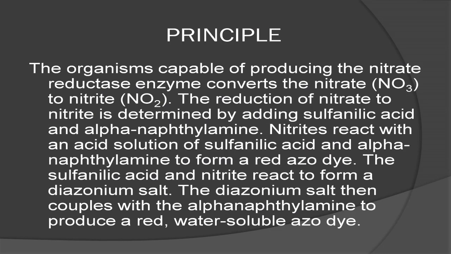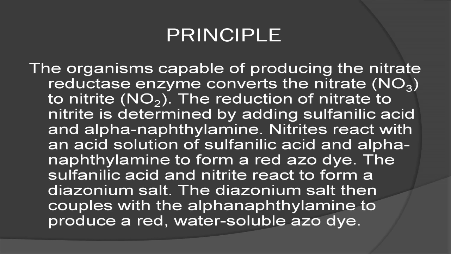The principle of the test is that all members of the Enterobacteriaceae family reduce nitrate to nitrite, but some members further metabolize nitrite to other compounds. Anaerobic metabolism requires an electron acceptor other than atmospheric oxygen. Many gram-negative bacteria use nitrate as the final electron acceptor. The organism capable of producing the nitrate reductase enzyme converts the nitrate to nitrite.